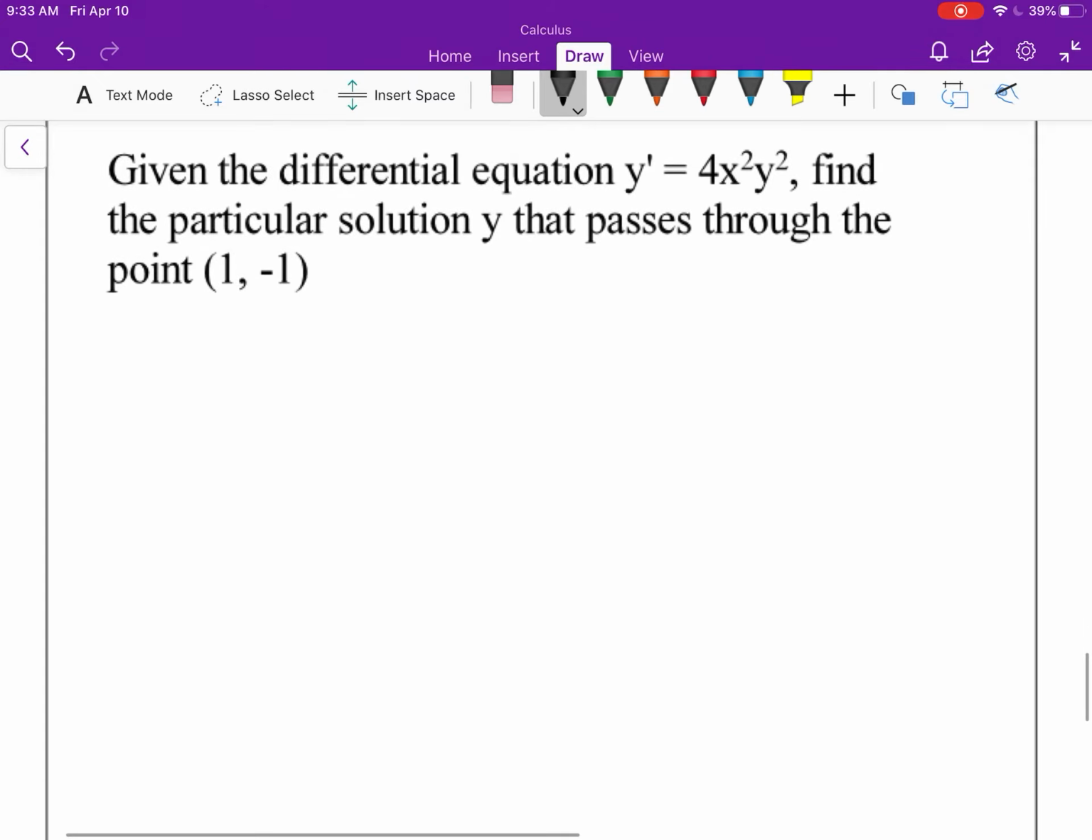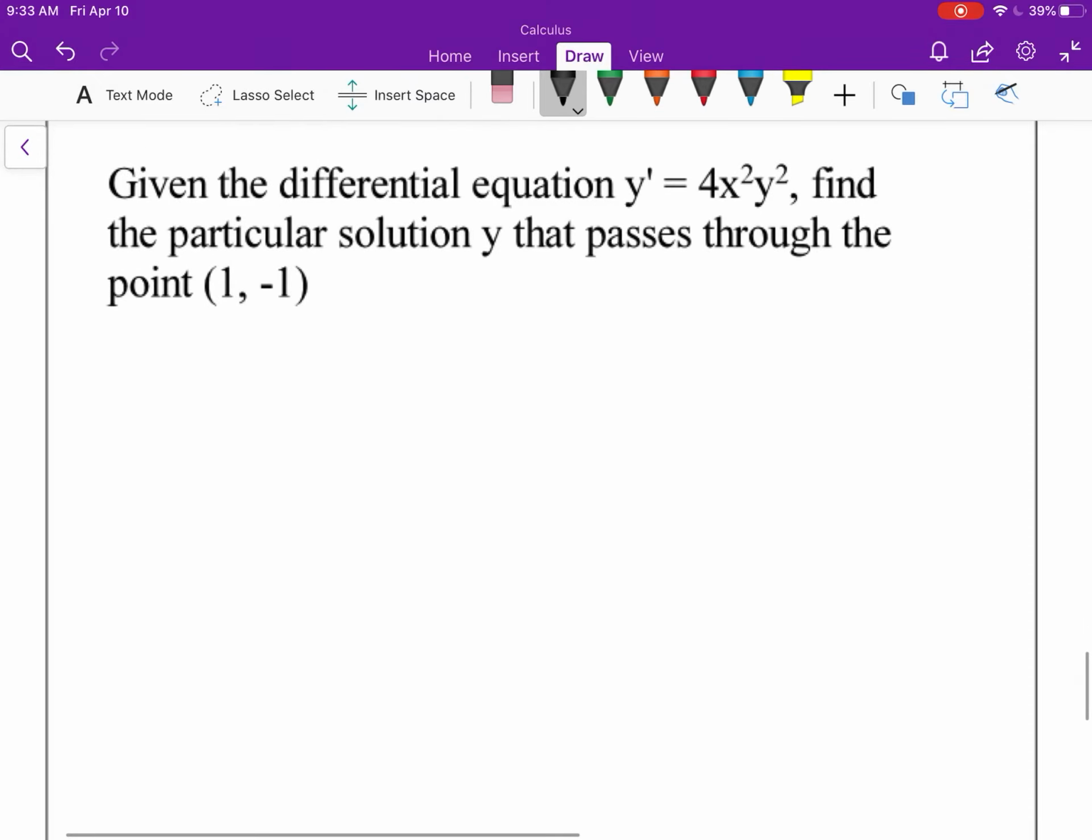All right, the last one. Given the differential equation y prime equals 4x squared y squared, find the particular solution y that passes through the point (1, negative 1). So we have our original equation. Instead of writing y prime, we're going to write that as dy dx, so we can separate that.